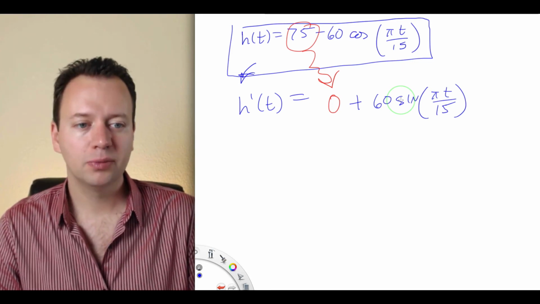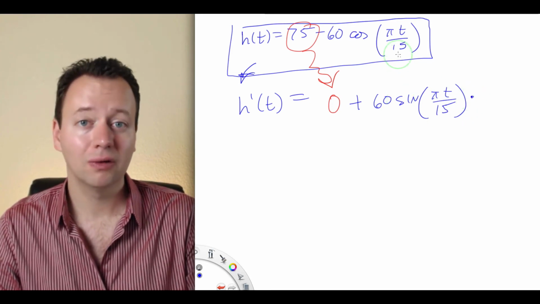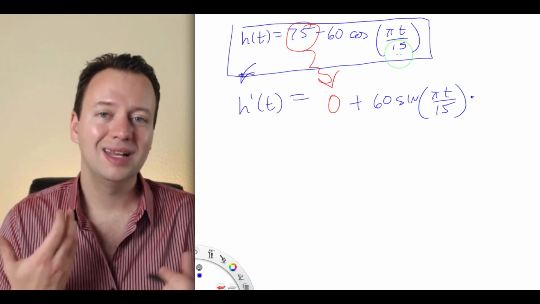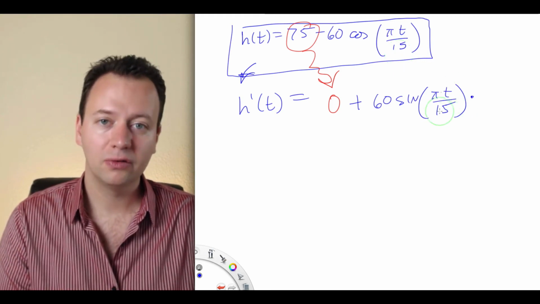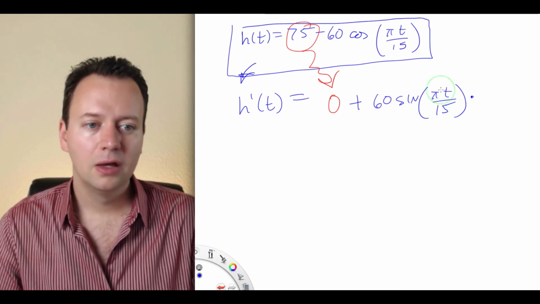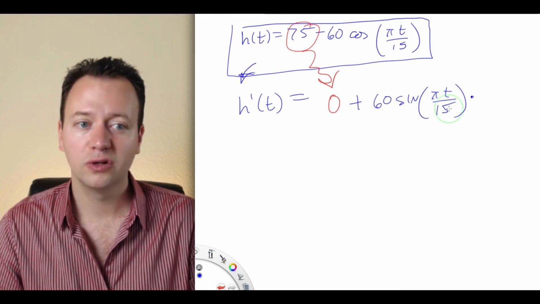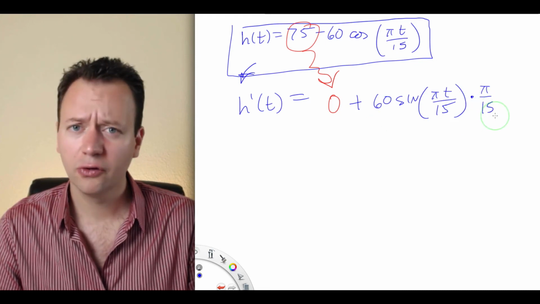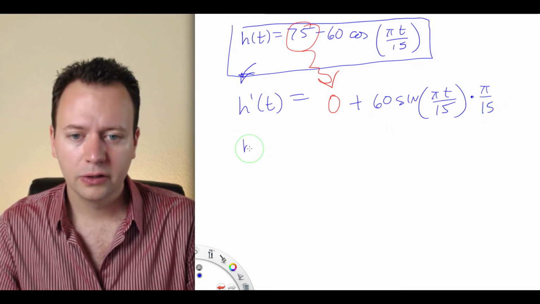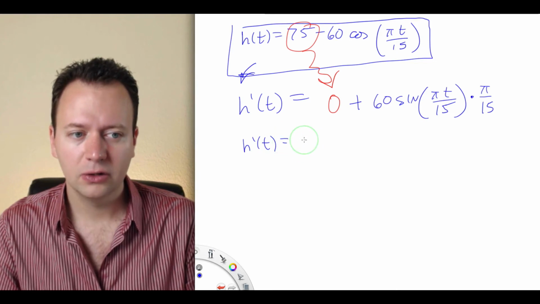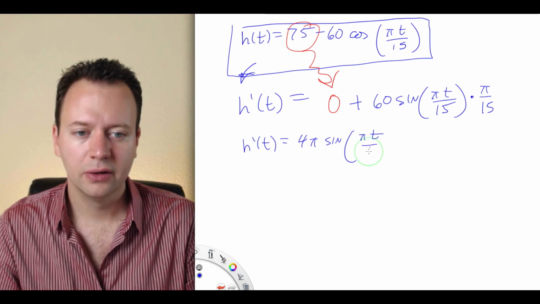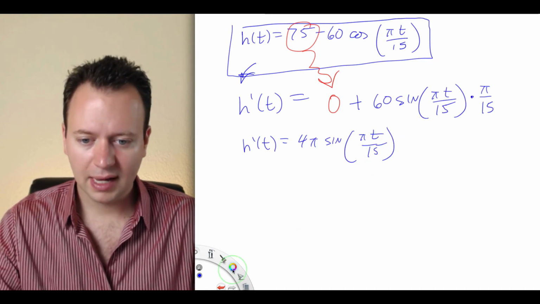And now we multiply to correct, because we're not taking the derivative with respect to something, we're taking the derivative with respect to t. So we need to correct by multiplying by the derivative of something with respect to t. The derivative of this inside function with respect to t is just pi over 15. 60 over 15 is equal to 4, so h prime of t is equal to 4 pi sine of pi t over 15. So what does that look like?